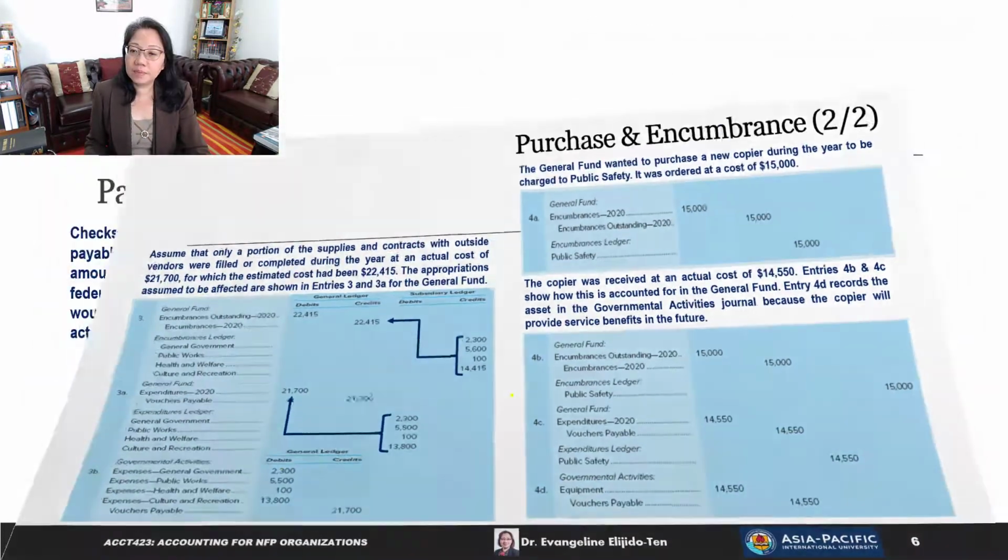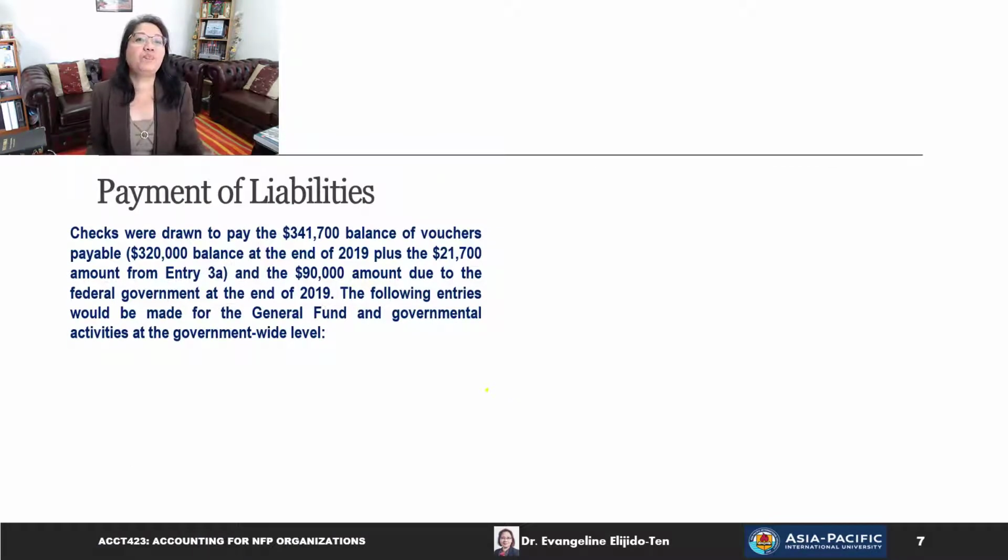Let's move on. Let's look at payment of liabilities. Now, the checks were drawn to pay the 341,700 balance of vouchers payable. So out of this 341,700, it says here that 320,000 was the balance at the end of last year, 2019, plus the 21,700 that we recorded in entry 3A. And there's also a $90,000 amount due to the federal government at the end of 2019.